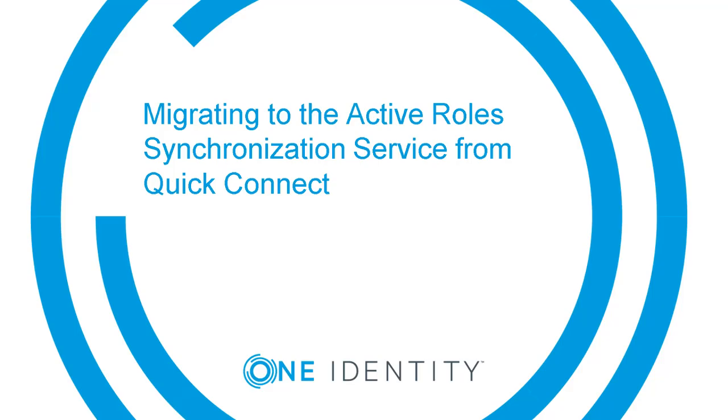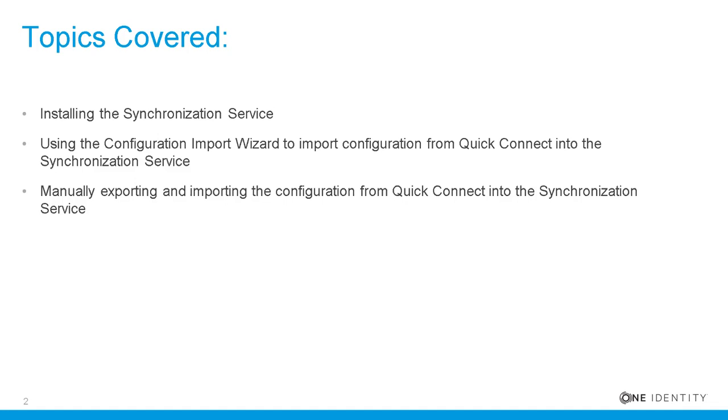In this video, we will be discussing migrating to the Active Roles Synchronization Service from Quick Connect. The topics covered will be installing the Synchronization Service and the two methods in which you can import your configuration into the Synchronization Service from Quick Connect. One method being using the configuration import wizard, and the other being a manual export and import.